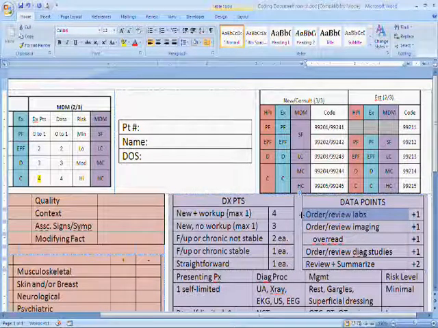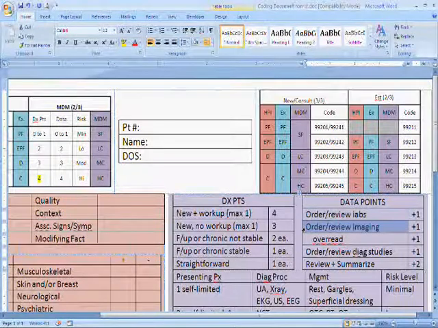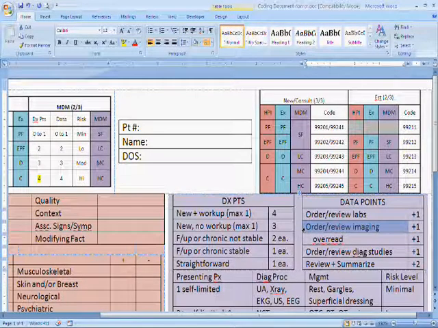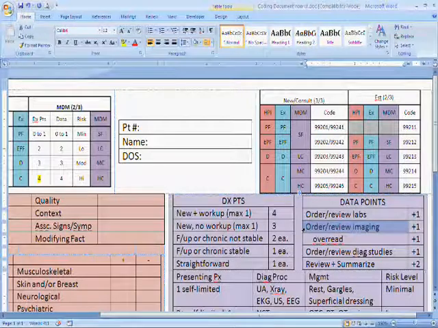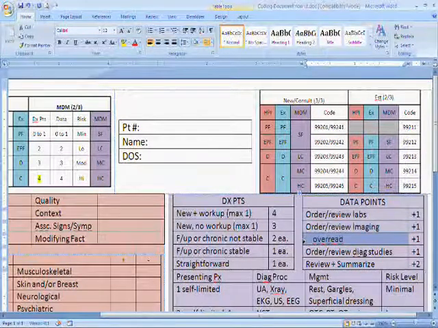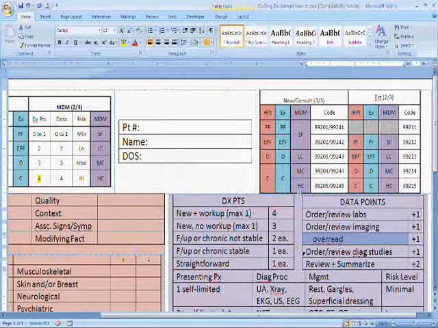Another thing is ordering or reviewing imaging, so radiology, anything in the 7,000. Ordering and reviewing labs is anything in the 8,000 range for CPT codes. So any imaging that has been ordered and or reviewed is worth 1 point, and again the same rule applies. If he orders and reviews it in the same appointment, it's only worth 1 point. I'm going to skip this overread for now. Ordering and reviewing diagnostic studies, that's anything in the 9,000 series. Again, same rules, 1 point.